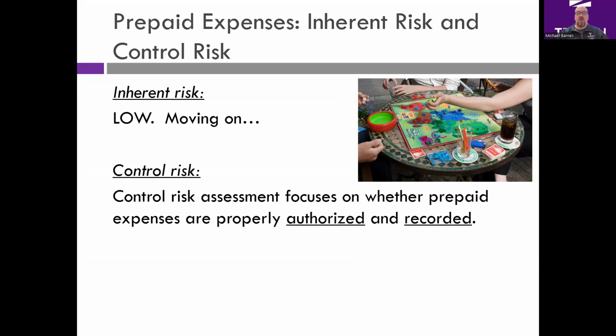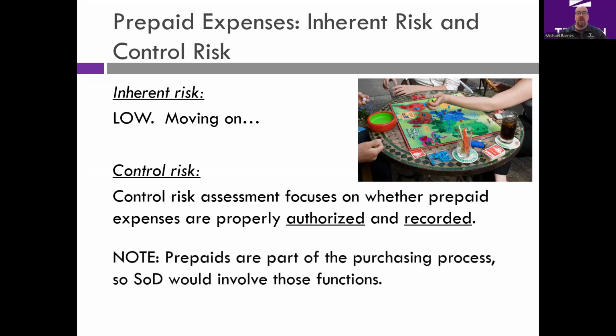Then what about control risk? Well, control risk assessment focuses on whether prepaid expenses are properly authorized and whether they're recorded. So two aspects of the segregation of duties, which we've talked about. It's important to note that prepaids are part of the purchasing process, so segregation of duties would involve the functions that are in the purchasing process.